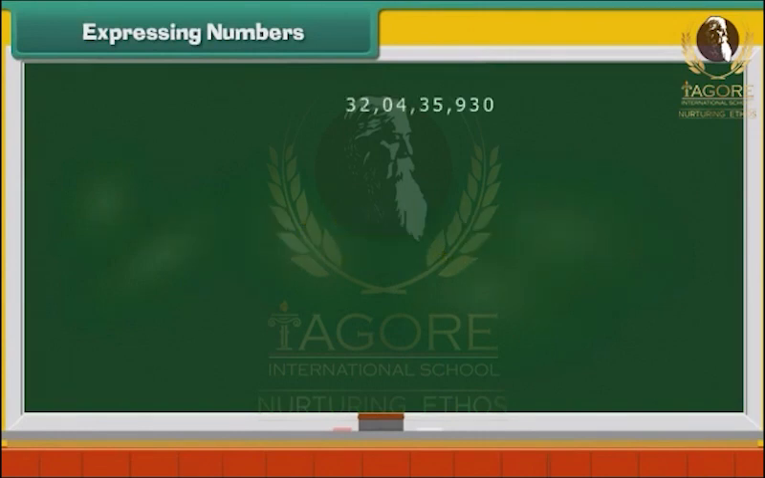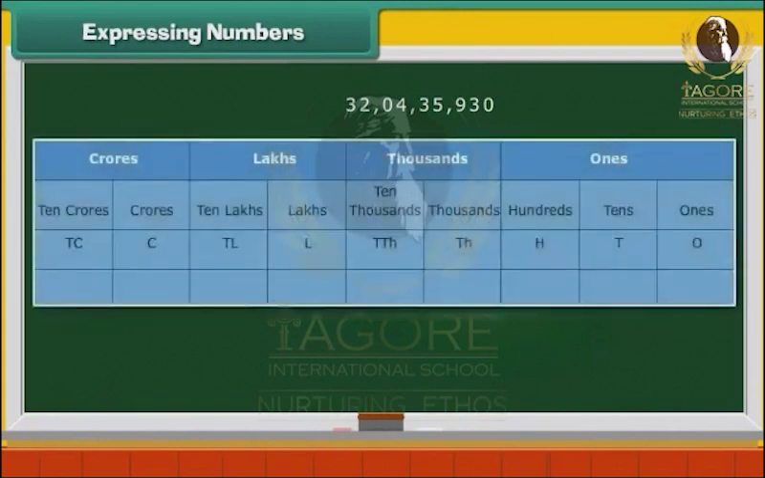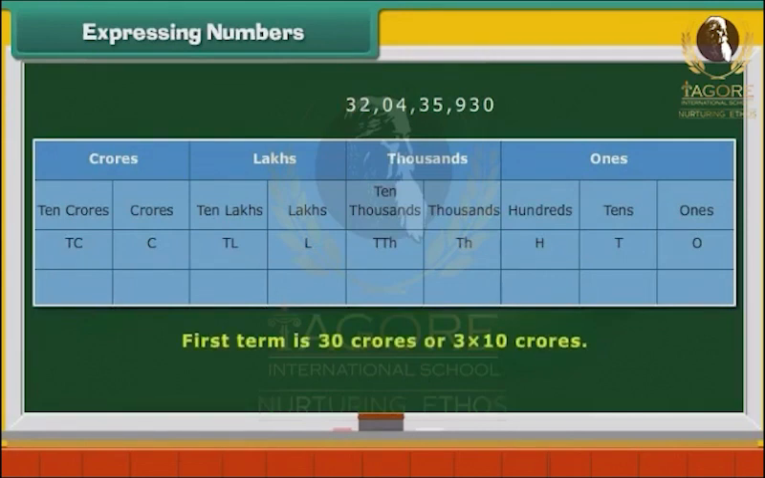Let us express the number in standard form. The number belongs to the Indian system of numeration. Therefore, draw the Indian place value chart. Let us look at the terms one by one. First term is 30 crores or 3 multiplied by 10 crores. Place 3 under TC. Second term is 2 crores or 2 multiplied by 1 crore.